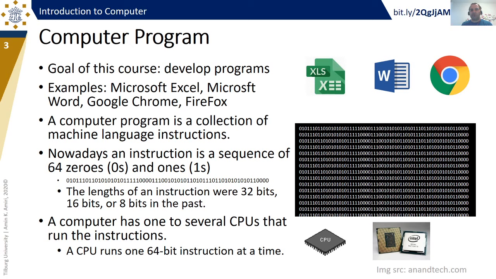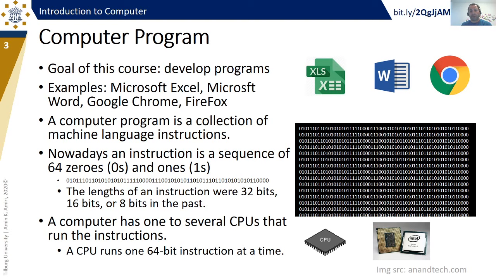You have seen many examples of programs like Microsoft Excel, Microsoft Word, Google Chrome, Firefox, and so on and so forth. A computer program is actually a collection of zeros and ones. It's a collection of machine language instructions where an instruction is a sequence of 64 zeros and ones these days. It used to be 32 bits, 16 bits before that, and 8 bits at the earlier stage of having computers.